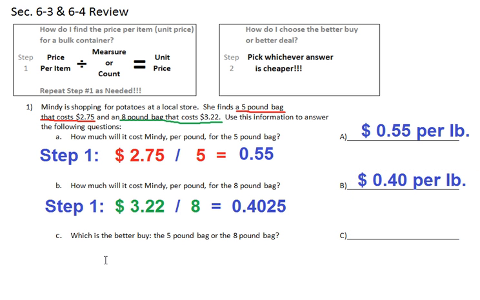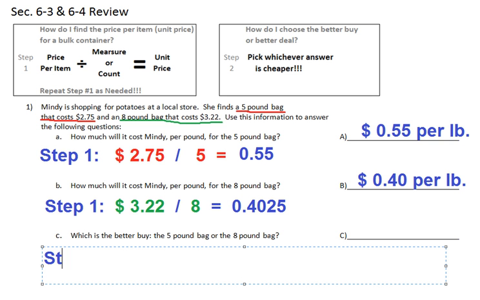Okay. So, Mindy's done a little bit of math because she wants to be sure that she's getting the best deal possible. She did some math for letter A for the 5-pound bag, and she did some math for letter B for the 8-pound bag. Now we need to help her make a decision, which leads us to step 2. And for step 2, you don't really have to show work for this one, okay, folks? All you're going to do is pick the cheaper choice. And so which is the better buy?